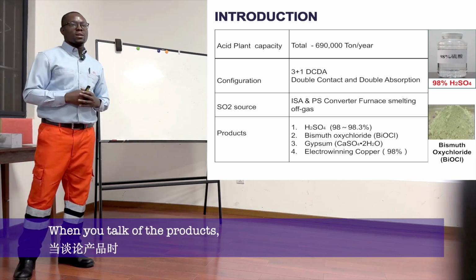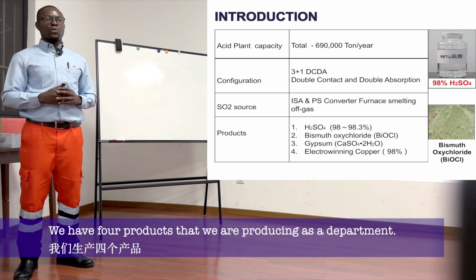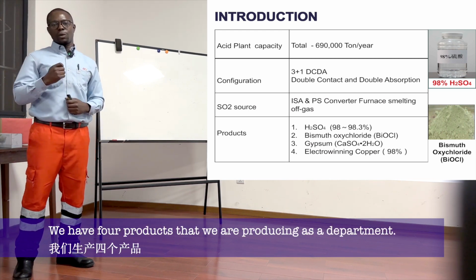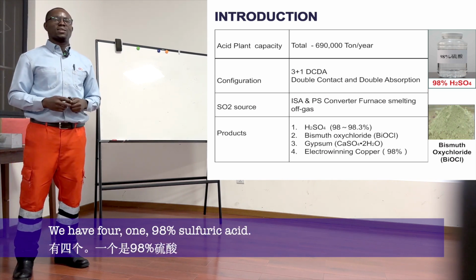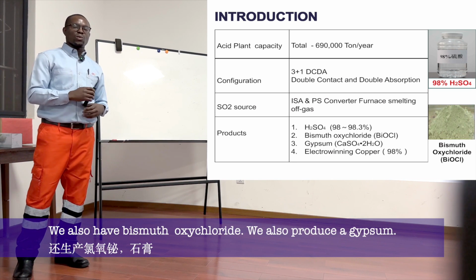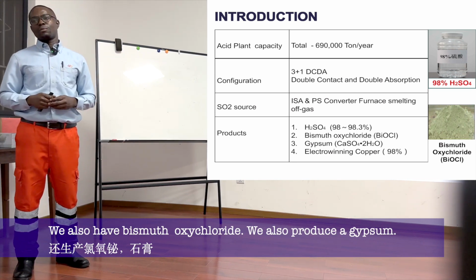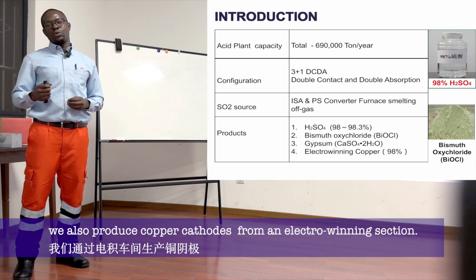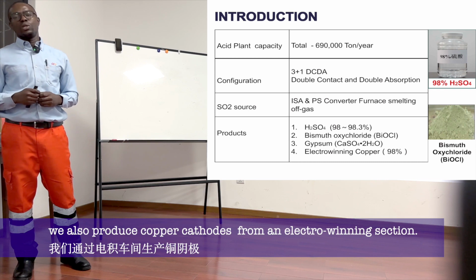When you talk of the products, what products do we produce as acid plant? We have 4 products that we are producing as a department. We have 98% sulfuric acid. We also have bismuth oxychloride. We also produce gypsum. We also produce copper cathodes from the electrowinning section.